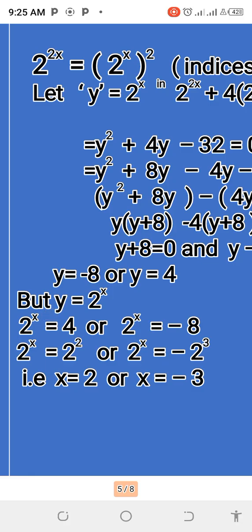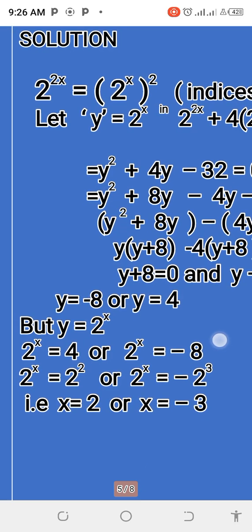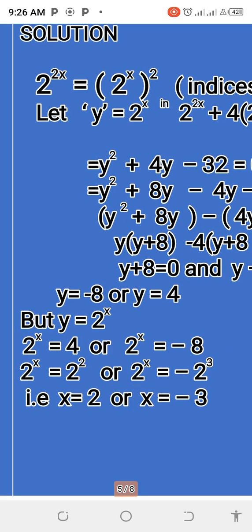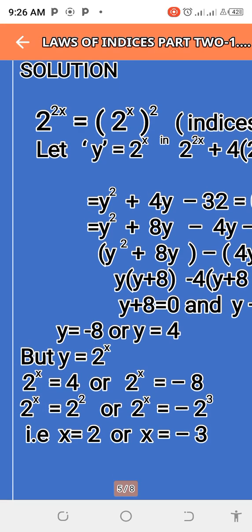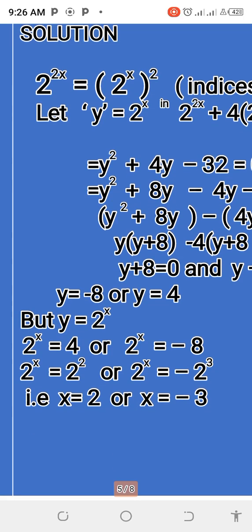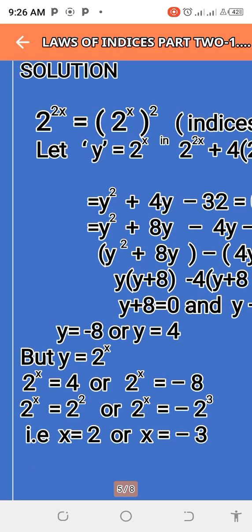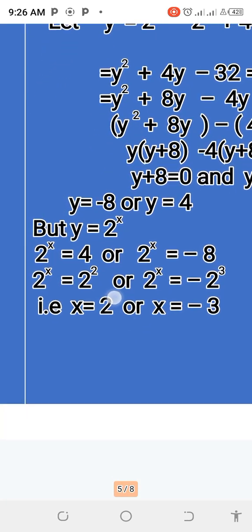We said y is equal to 2^x. So we say 2^x is equal to 4, or 2^x is equal to minus 8. And when you reduce it, 2^x equals 2^2, so 2 cancels 2 here, and it becomes x is equal to 2. For the other one, it becomes x is equal to minus 3. So what we have now is x is equal to 2, or x is equal to minus 3.